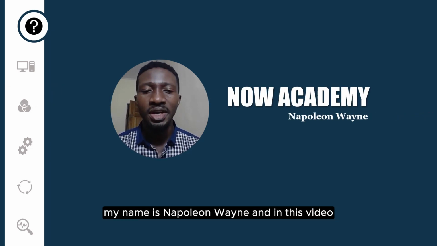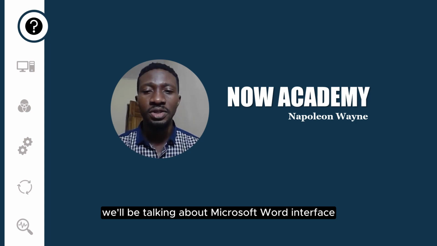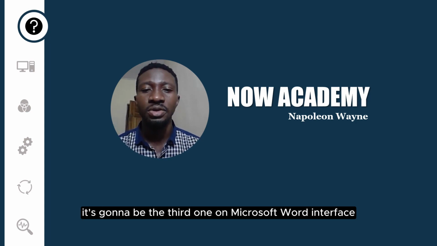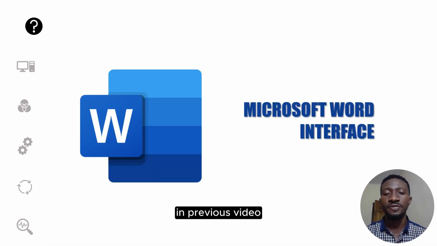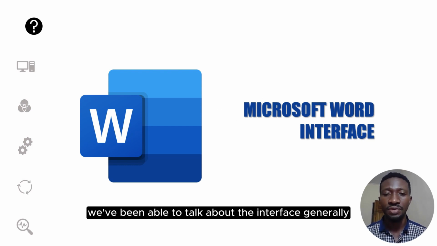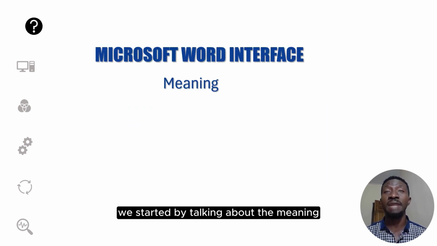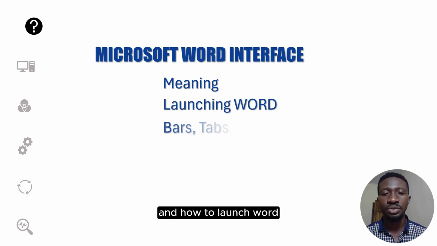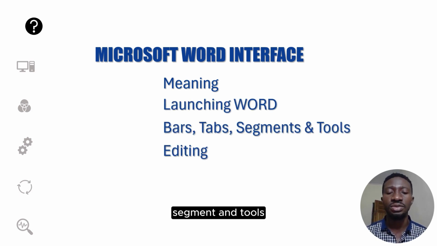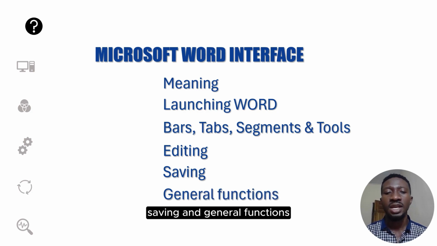My name is Napoleon and in this video we'll be talking about the Microsoft Word interface. It's going to be the third one on the Microsoft Word interface. In the previous videos, we talked about the interface generally and a few of the bars. We started by talking about the meaning and how to launch Word, the bars, the tabs, the segments and tools, and then editing, saving, and general functions.